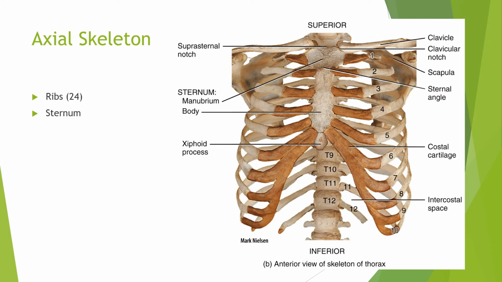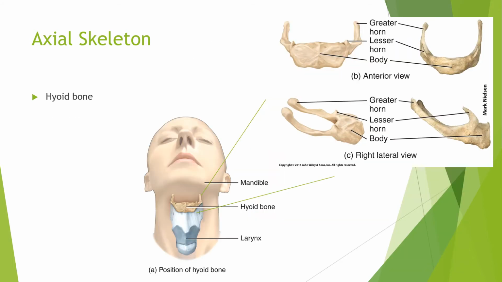Now the thorax is made up of 12 pairs of ribs and an anterior bone called the sternum. The axial skeleton also includes the hyoid bone. The hyoid is the only bone in the body that does not articulate with any other bone. Instead, it helps support the tongue, and it serves as a muscle attachment site for muscles of the neck.